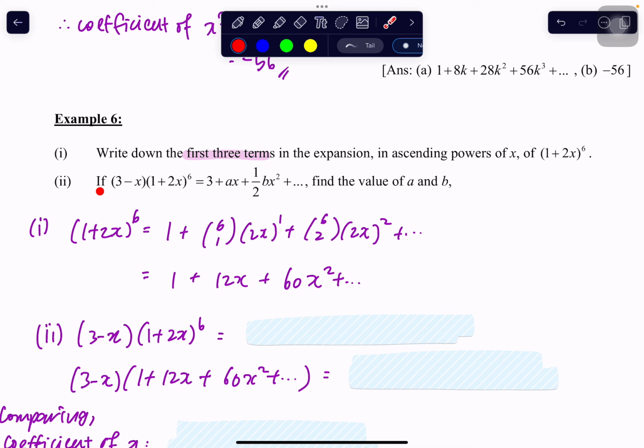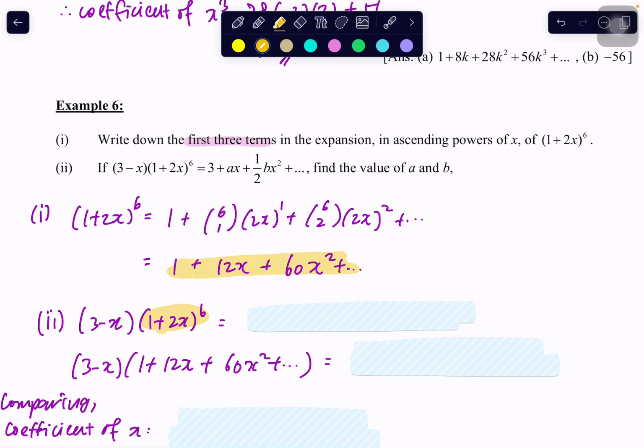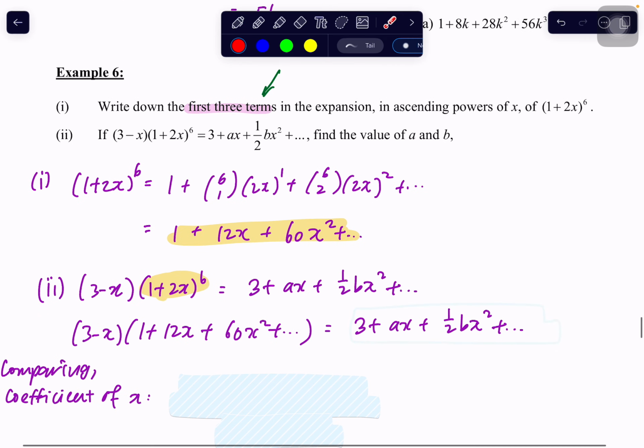For part 2, they are saying that if 3 minus x is multiplied to (1 plus 2x) to the power 6, it gives me the terms on the right. They want me to find the values of a and b. What am I going to do in this case? I am simply going to replace (1 plus 2x) to the power of 6 by the terms I have obtained earlier, the first three terms of the expansion as required by the question. So I will get something like this: 3 minus x times this equals this.